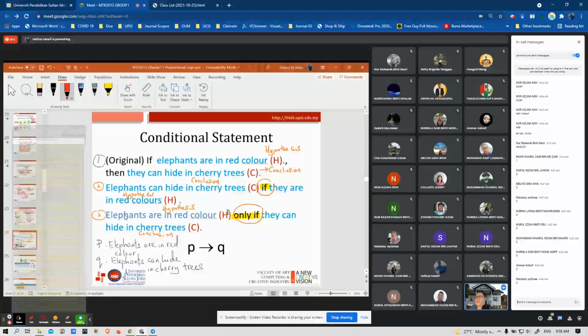Okay, this one is the conditional statement. We have three conditional statements. P and Q. P: the elephants are red in color. Q: elephants can hide in a cherry tree. The original: if the elephants are red in color, the hypothesis, and then we go to the conclusion. Secondly, we can have the conclusion first, followed by the hypothesis. Number three, we have the hypothesis only if: only if they can hide in the cherry tree. So we have three conditional statements.